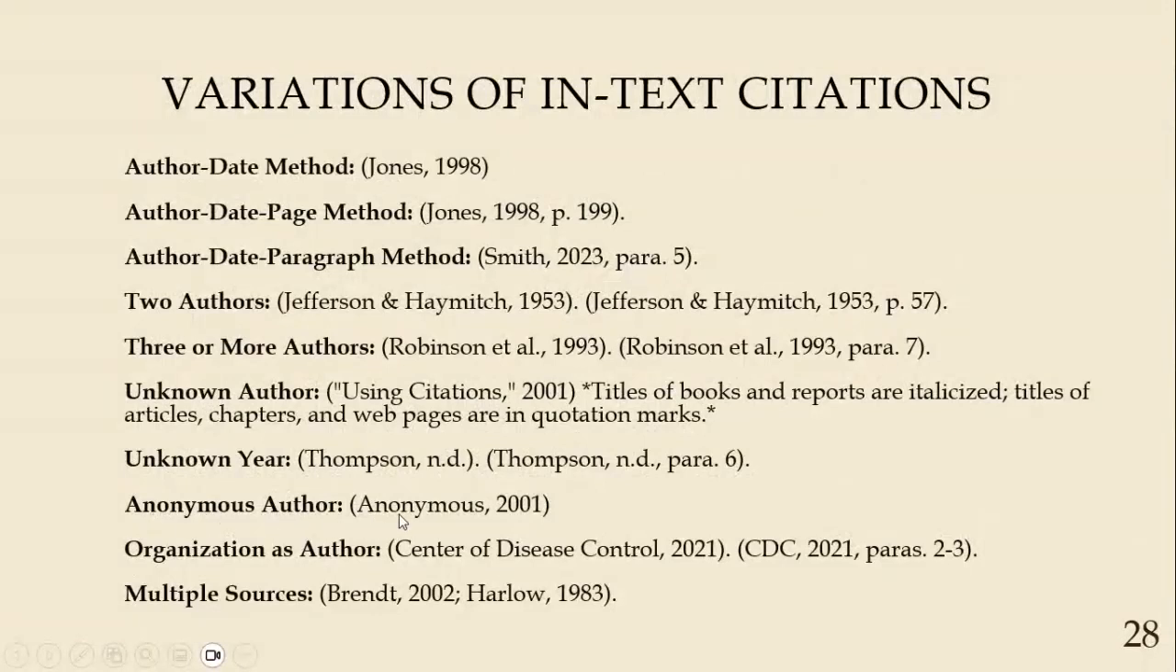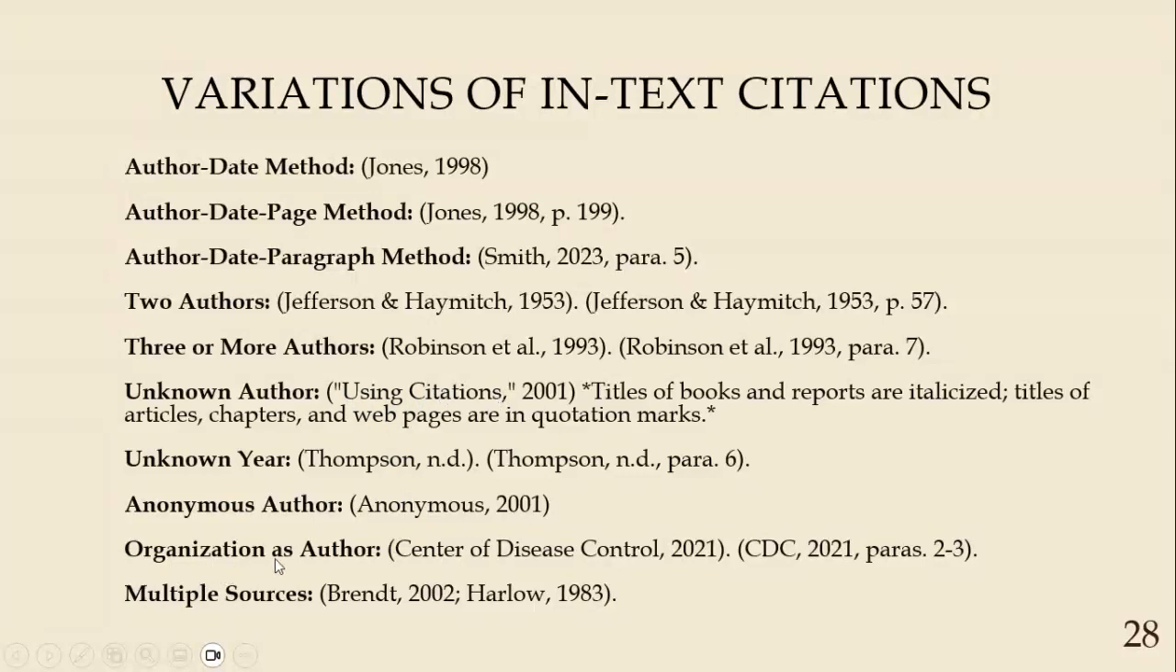Now, anonymous author, this is differentiating it from the unknown author here. Anonymous author means that it literally needs to say by anonymous, which is actually quite rare. Just make sure that if there's an unknown author, you don't write anonymous. They're two very separate things. Anonymous is quite rare, but if there's an unknown author, just use that article title.